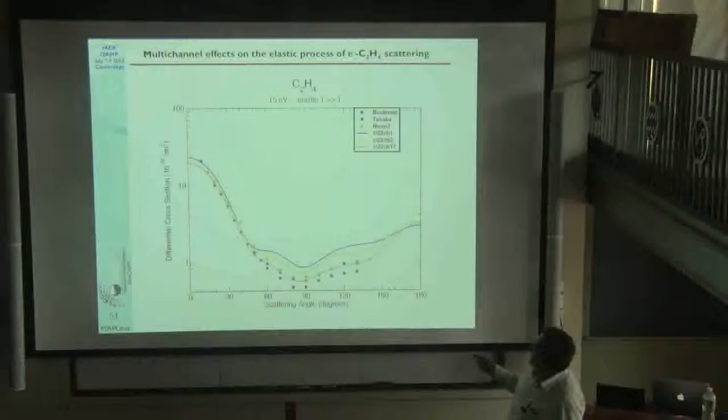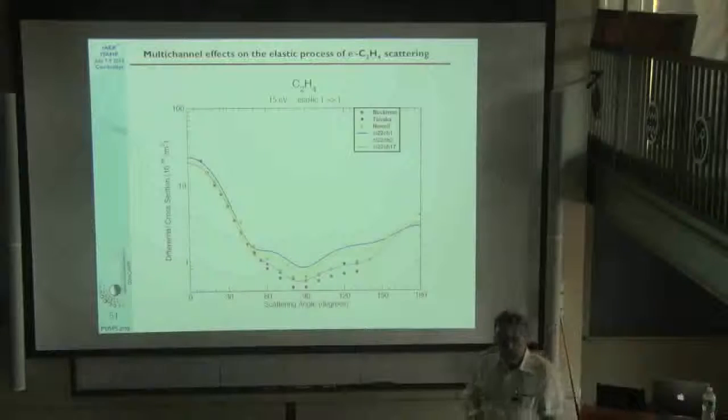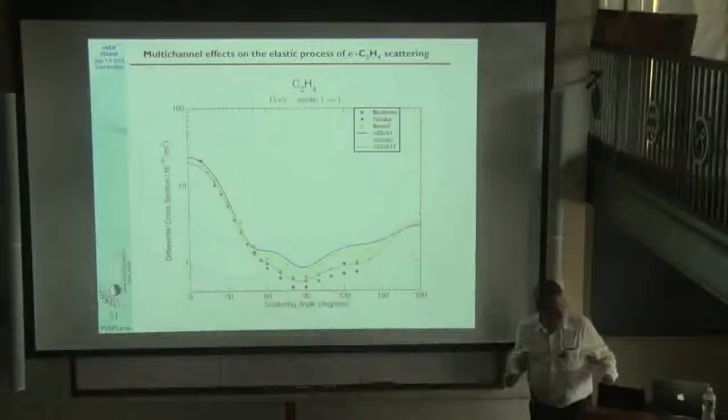And if you continue on the 15 volts, if you put this in a non-log scale, you're going to believe everything is well. But as a matter of fact, this is almost 1, this is 0.5. There's a factor 2 difference in the differential cross section. That is due to multi-channel coupling.